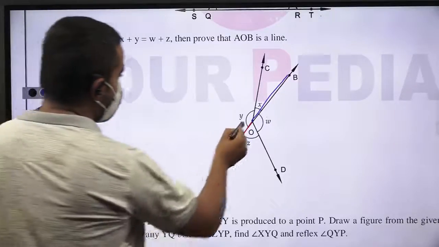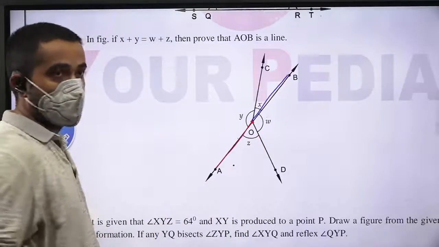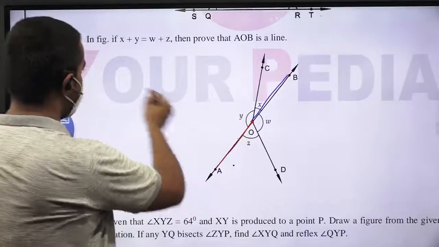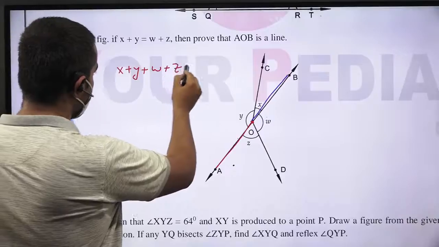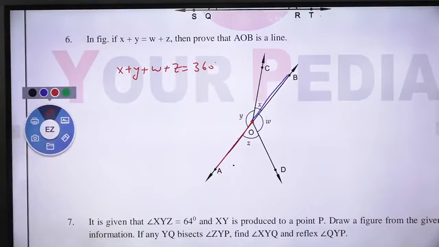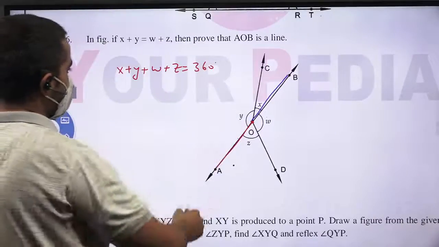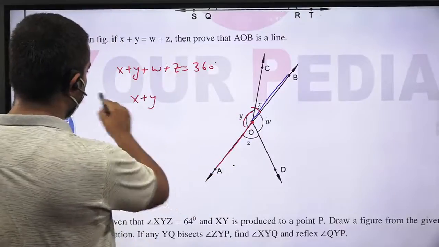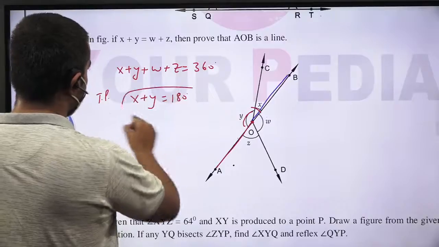Okay, so friends, as you know, around a point, the sum of all angles is 360. Around a point, the sum of all angles is 360: x, y, z, w. You know this. And to prove AOB is a line, we need to prove x plus y is equal to 180.